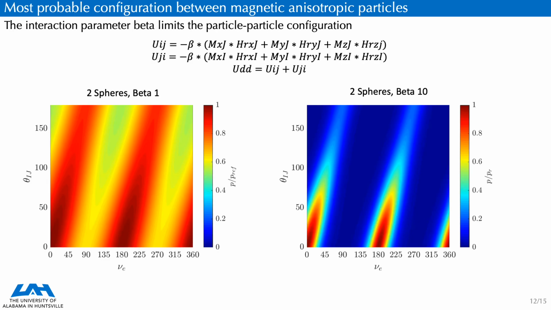We looked at the effects that beta has on the probability. Earlier we found that it does not affect the location of the equilibrium configuration. But as seen here, at low betas, there is a very high probability of almost any configuration forming, but at higher betas, that configuration becomes a lot more specific.